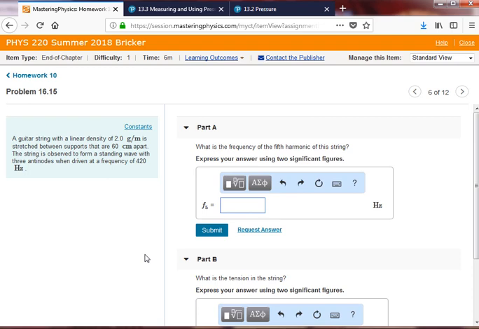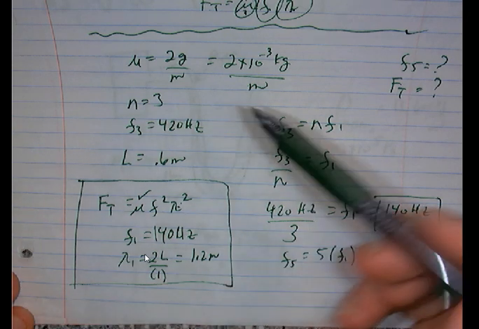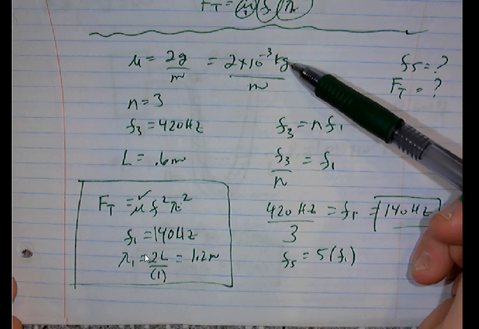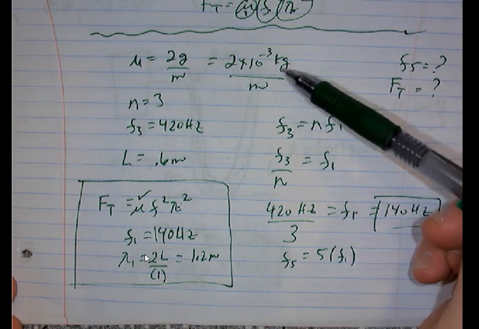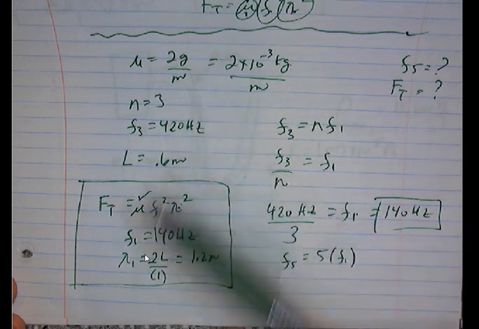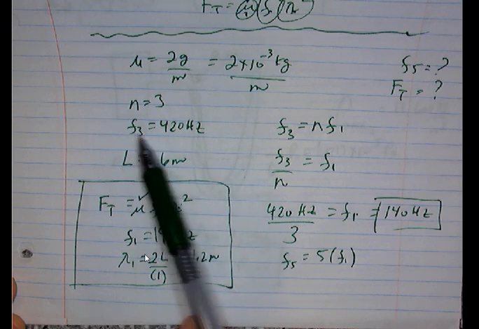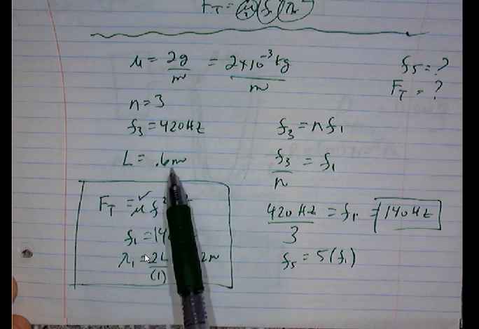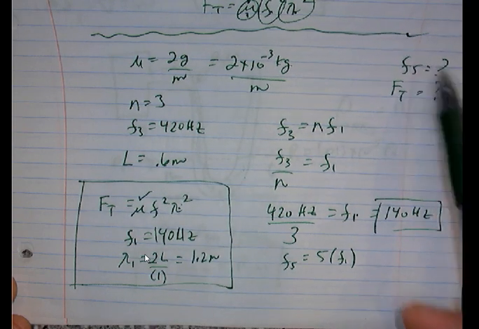We want to figure out in part A, what is the frequency of the 5th harmonic? And then in part B, what is the tension in the string? Okay, so we're putting all the standing wave concepts together in this problem. Okay, mu is given, 2 grams per meter. That would be 2 times 10 to the minus third kilograms per meter. They tell us 3 antinodes, so that tells us that n is equal to 3, and that corresponds to 420 hertz. We want to figure out, given the length of 0.6 meters, what is the 5th harmonic, and then what is the tension.